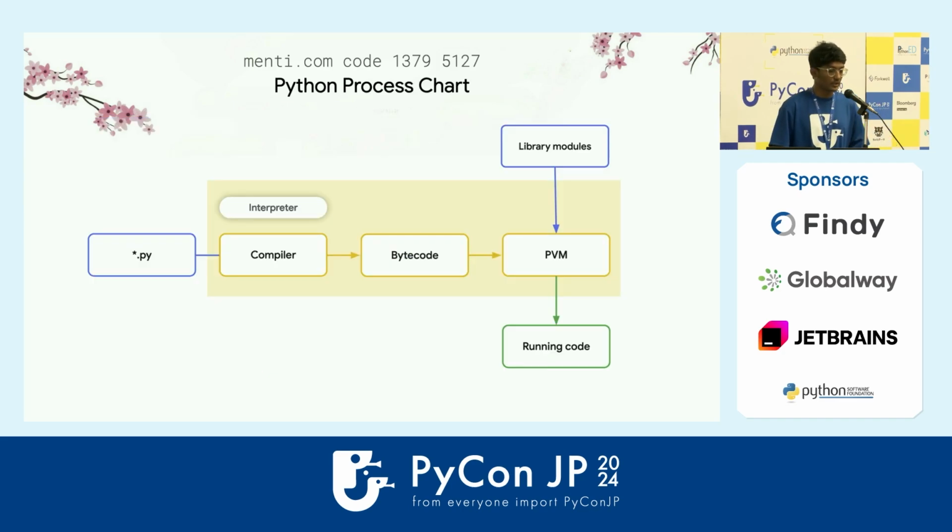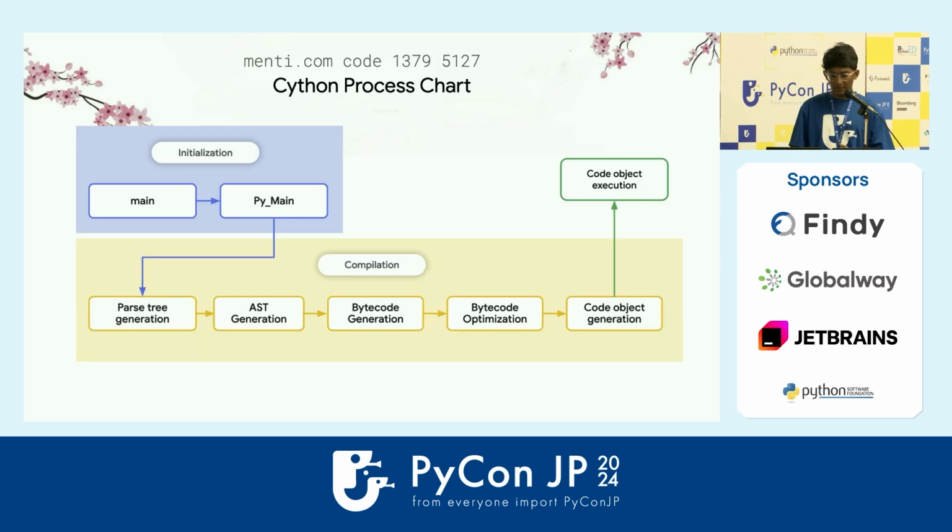So what does the usual Python processing flow look like? We have a .py file that is compiled to bytecode, which is a .pyc file. Interestingly, that bytecode is not platform dependent, it's platform independent. And then the PVM, the Python virtual machine, has the capability of reading that bytecode and then running the code. This all happens inside the Python interpreter. It's a good mix of interpreted and compiled code.